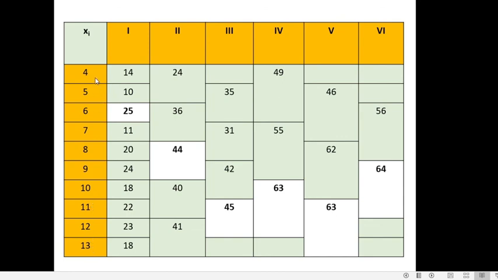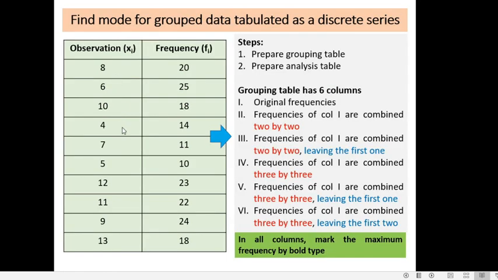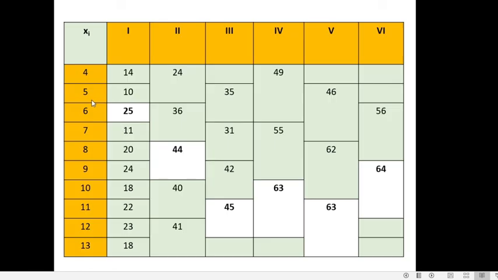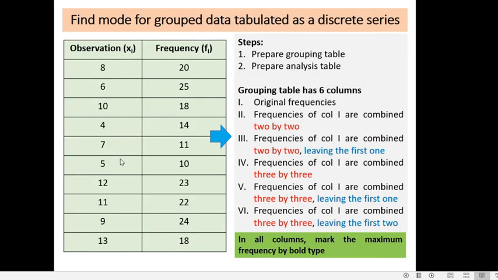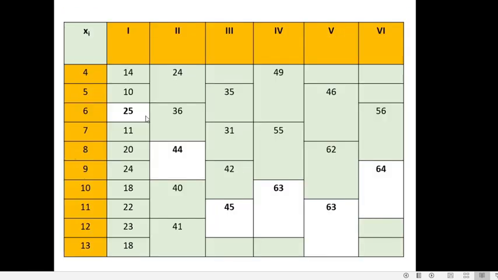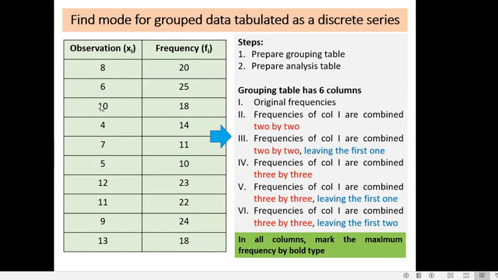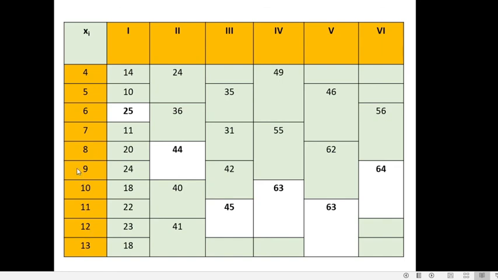Now, the frequency corresponding to 4 was 14, as you can see from this table. The frequency corresponding to 5 is 10, as we can see from this table. The frequency corresponding to 6 was 25, as you can see from this table. So, the entire table has been rearranged in such a way that the values of the observations are written in ascending or descending order. So, this is column 1, where we write all the frequencies corresponding to the observations. So, column 1 is over. Altogether, we need 6 columns.